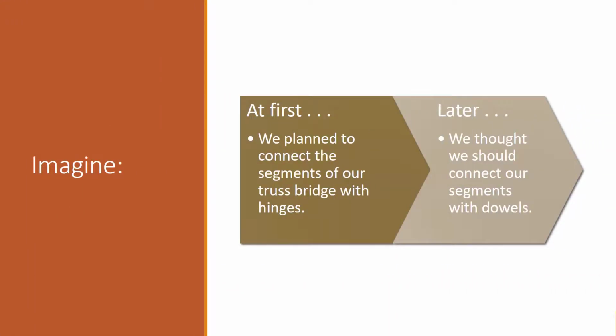So at first we planned to connect the segments of our truss bridge with hinges. This method would enable us to quickly construct the bridge. However, since the hinge would only support a joint on one side, we thought this option would weaken the structure. Later we thought connecting our segments with dowels would be a better solution. This would support the joint centrally and, like hinges, enable us to quickly build up our bridge from a collapsed state.